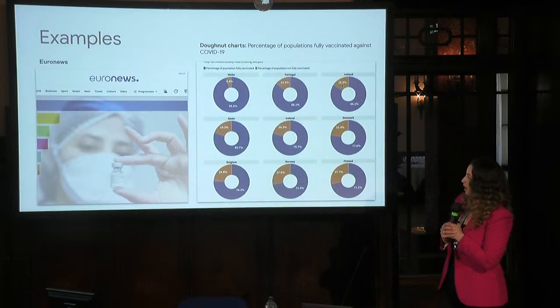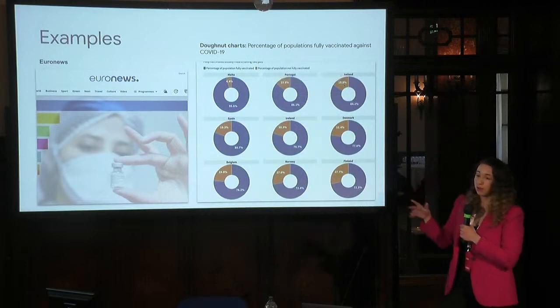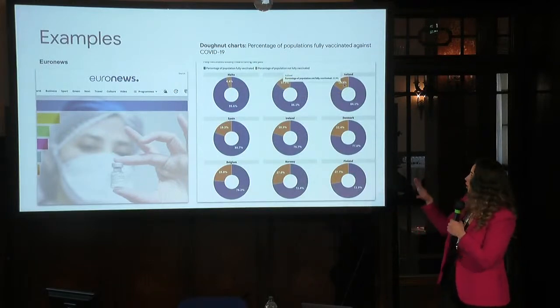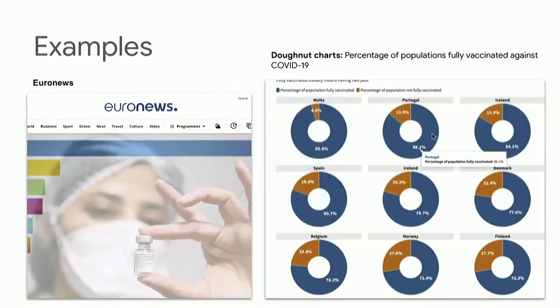And another example here from Euronews. They've used donut charts to essentially compare the percentage of populations that have been vaccinated with COVID-19. As an audience member, you can go onto their website and hover your mouse over and compare and contrast, okay? So things like this, just adding a little bit of animation in the middle of your article, doesn't take long. Once you master a template, you can just whiz through, okay?